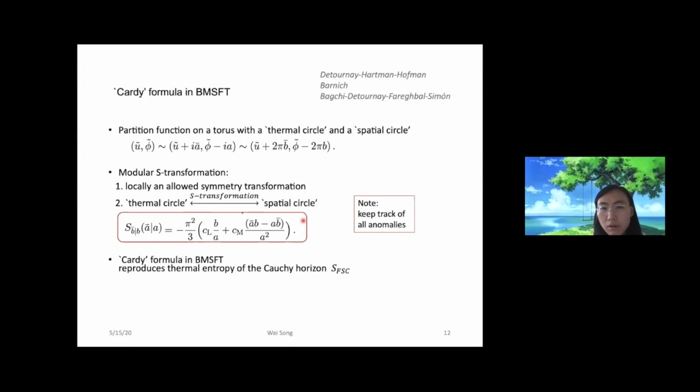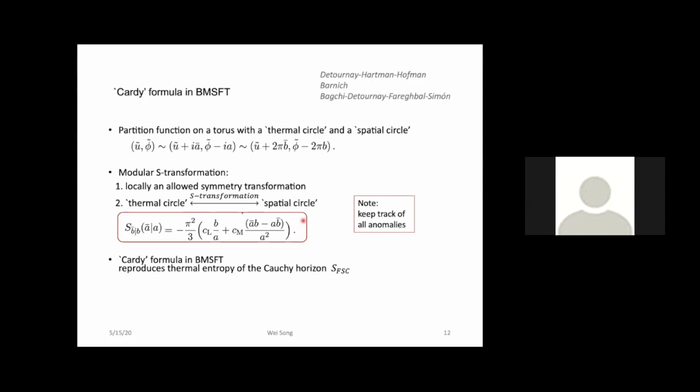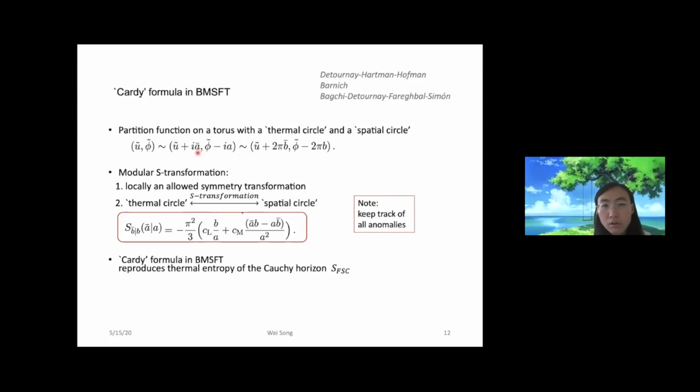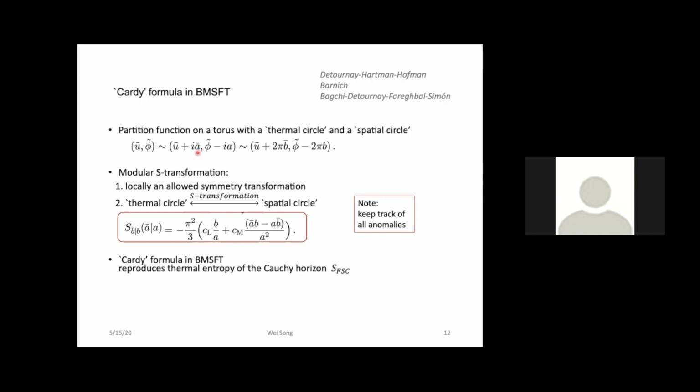Does it answer your question? What you just said was the second identification, right? But the one with the imaginary identification, what is that physically? A thermal circle. Like introduce temperature. Does this correspond to a temperature in Minkowski space, or what kind of temperature is it?